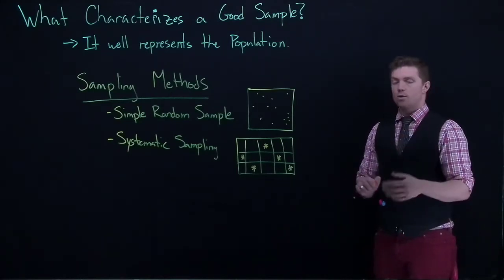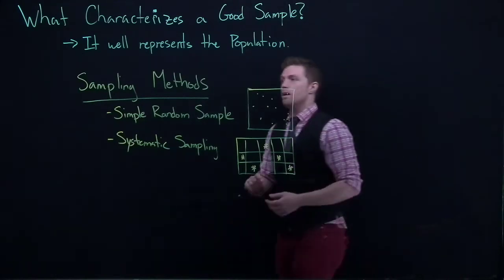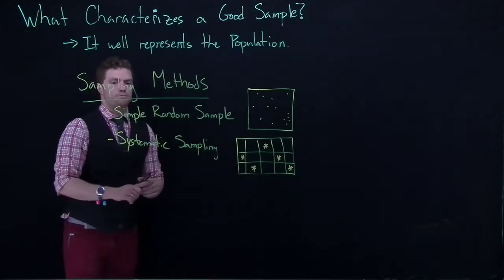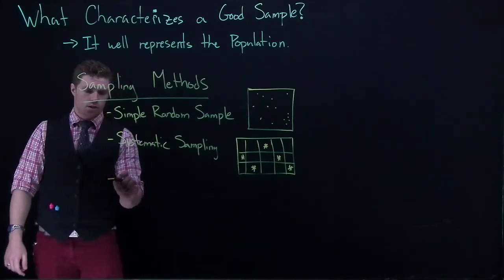It can work. Sometimes simple random sampling is a little bit easier than systematic, but that's another method we can use to take our sample. Okay, another one that we could do is called cluster sampling.